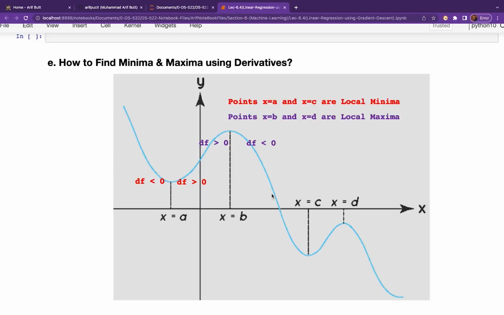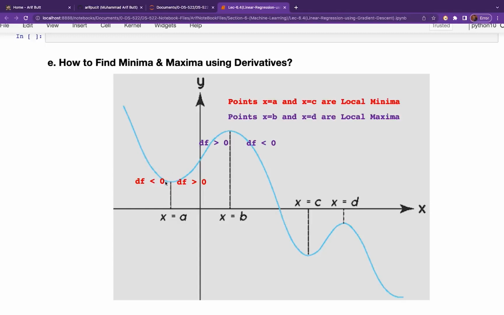Well, 1, 2, 3, and 4. These 4 extreme points A, B, C, and D are the corresponding values of x where the function has a derivative of 0. Now the $100 question is, which out of these 4 points are maxima and which are minima? Well, you can find the answer to this question by looking at this blue line closely.